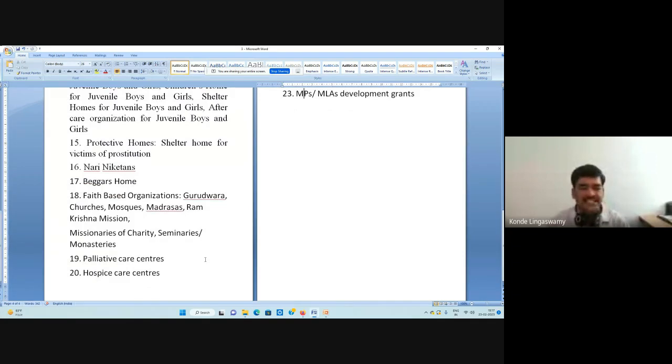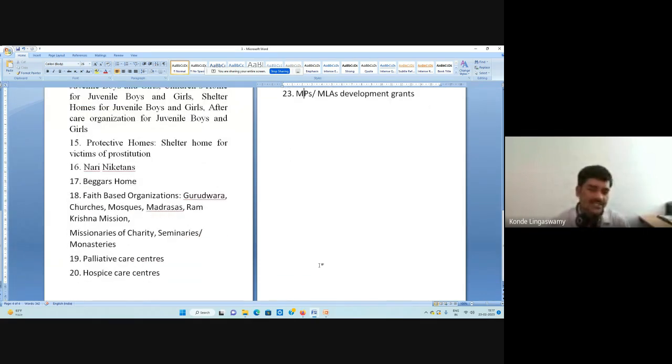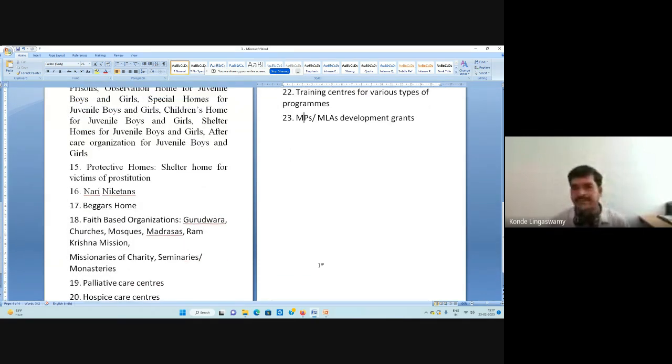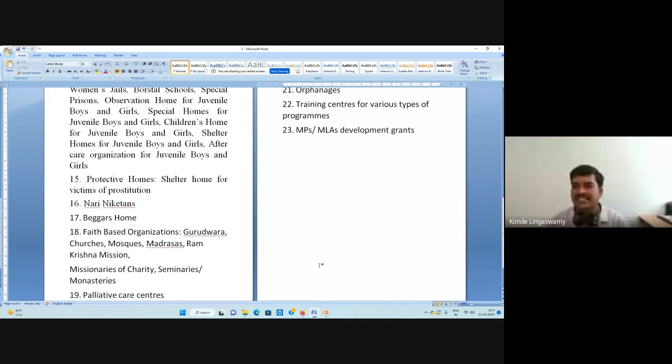Then palliative care centers and hospice care centers. We will discuss in detail about these two, palliative care centers and hospice care centers. Orphanages, training centers for various types of programs.